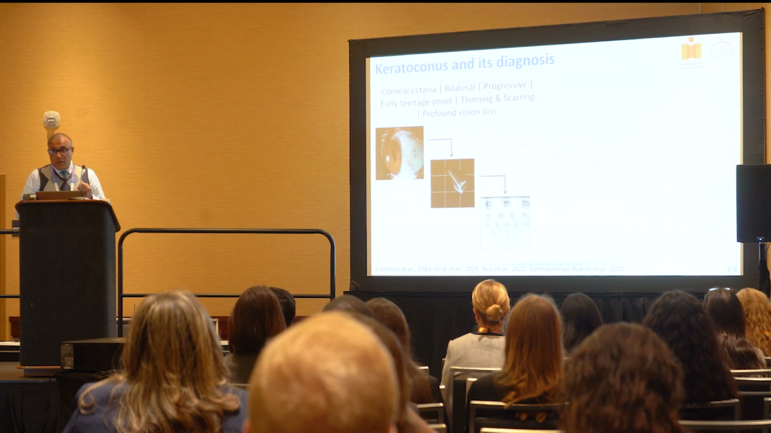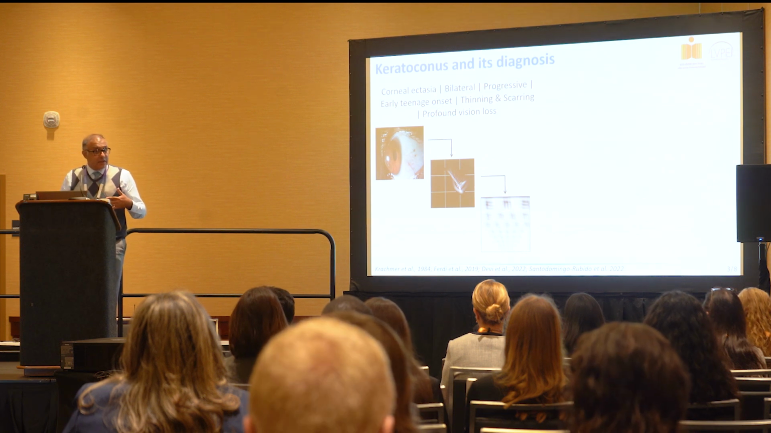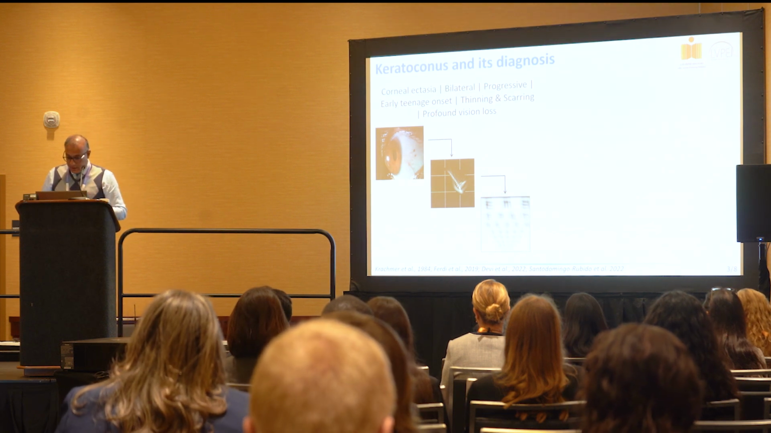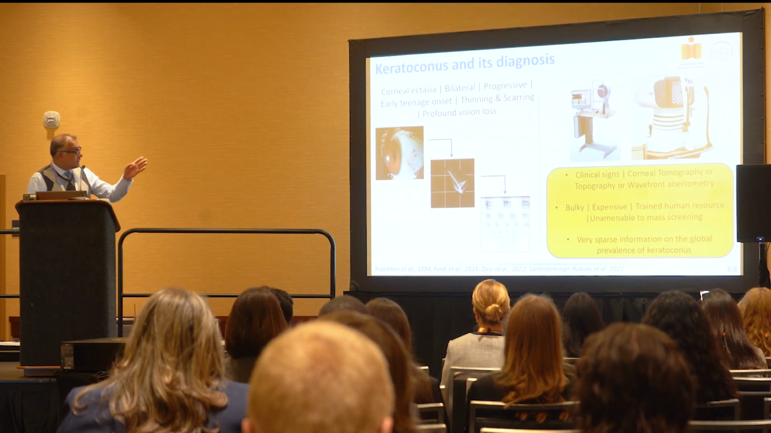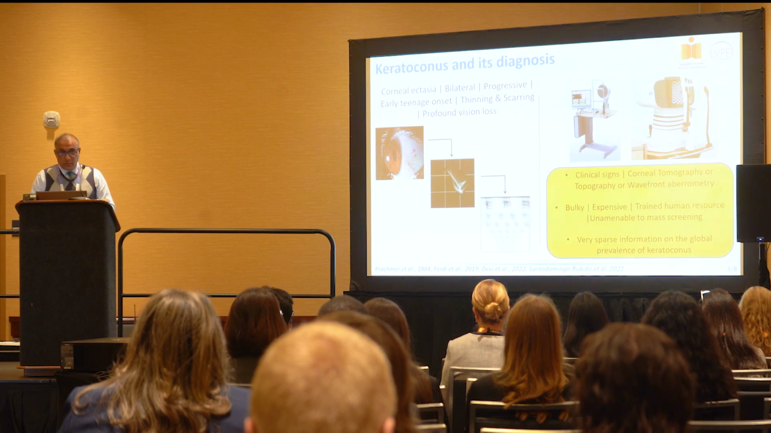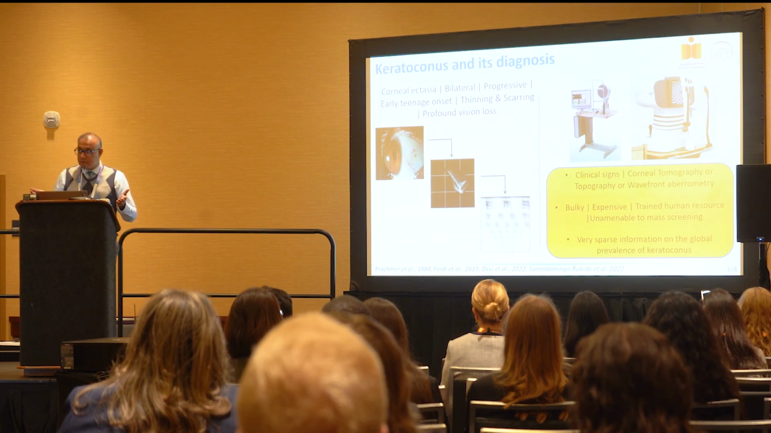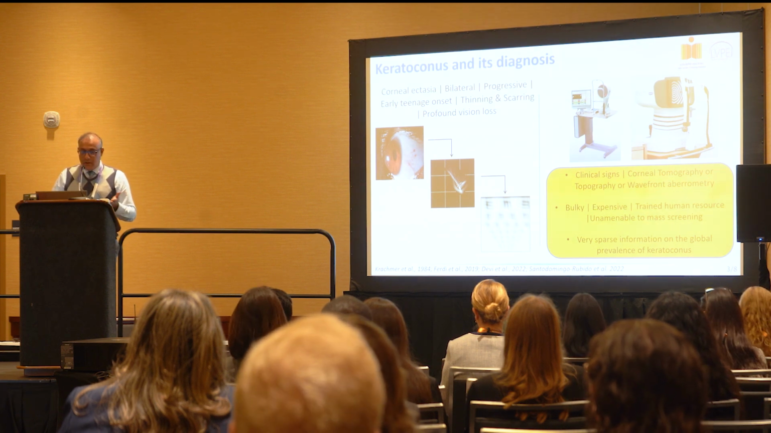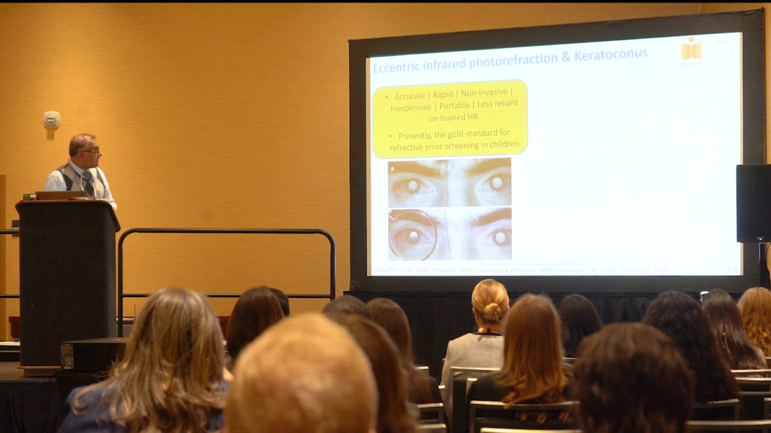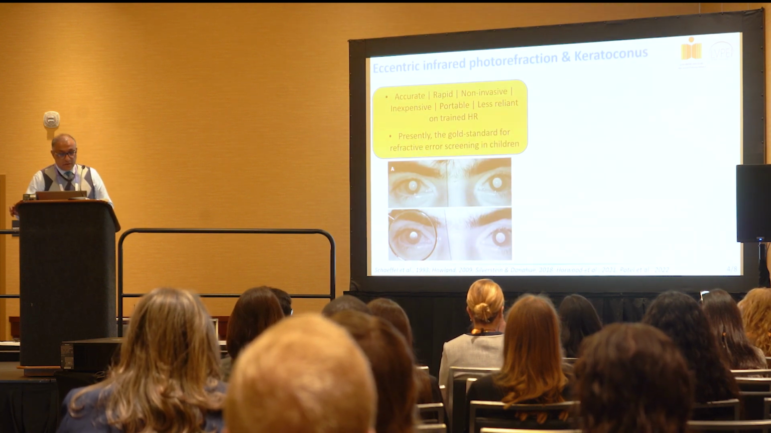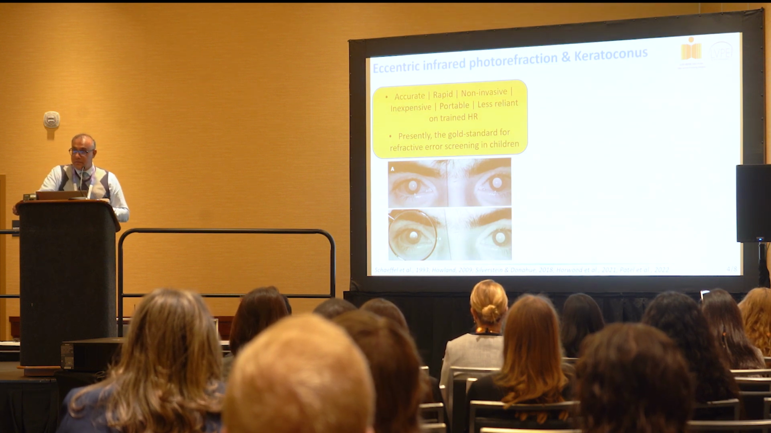The problem is, how do we even identify these individuals who are not showing up in our clinic, especially in resource-constrained environments like where I work. So present ways of screening or diagnosis rely on all these fancy equipments, your tomographers, your topographers, which are bulky, expensive, require a trained human resource, practically unamenable to screening purposes. So this is where we were thinking about things, and a few years ago, we considered the use of infrared photorefraction as a possible way of identifying keratoconus.